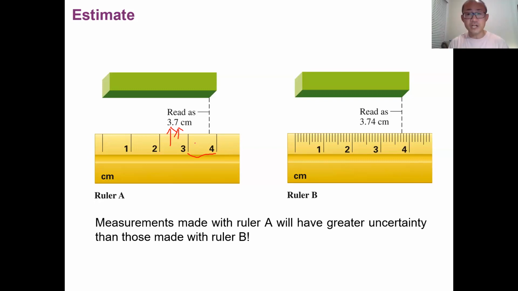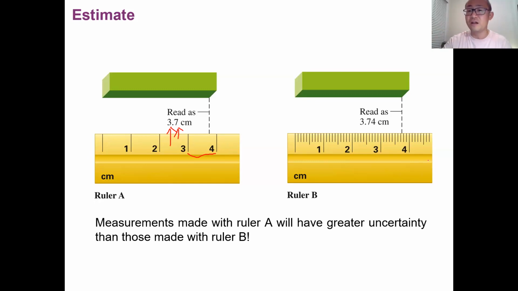Okay, now the same logic. If you take a look at the ruler on the right, you will find that it is different from the ruler on the left, because between each centimeter there are 10 more smaller divisions. So that means the smallest division on ruler B is no longer 1 centimeter, but 0.1 centimeter, because each centimeter is divided by 10 already. So the smallest division is 1/10 of a centimeter.